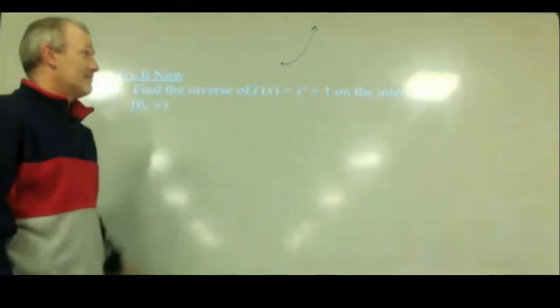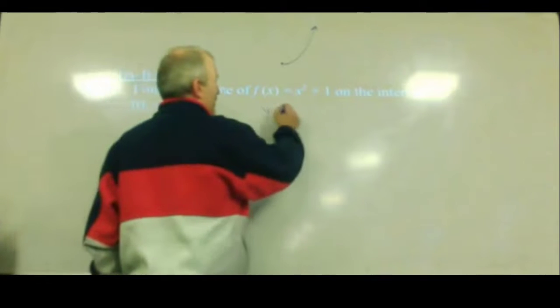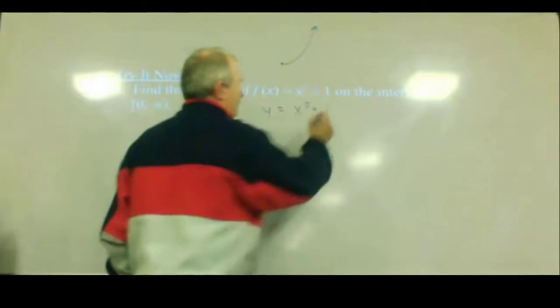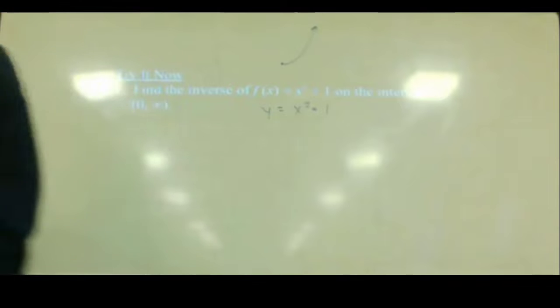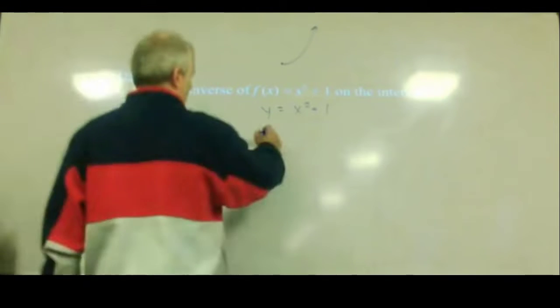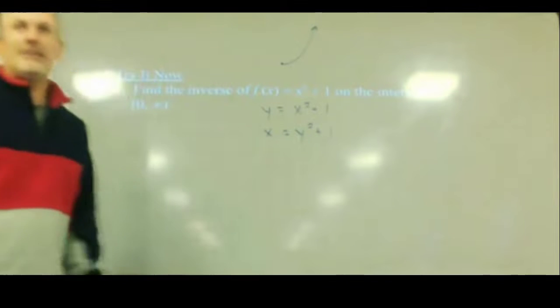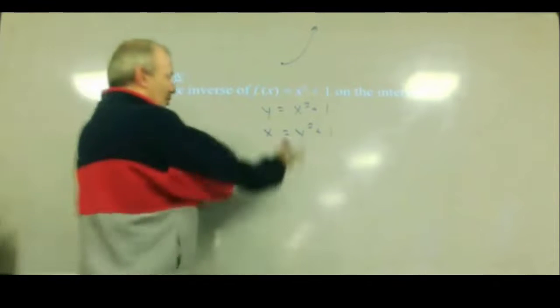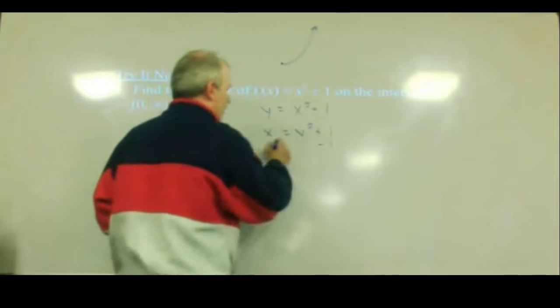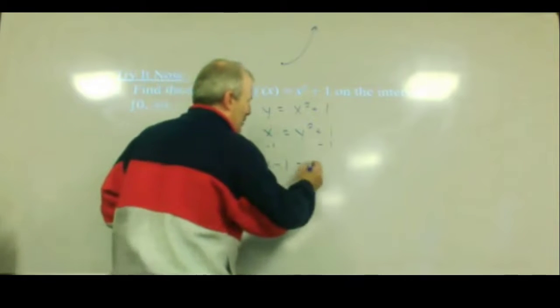Okay, so now what's our first step that we need to do here? Y equals x squared plus 1. Then what? X equals y squared plus 1. Yep. Then what? Minus 1. Yeah, so now our goal is get the y by itself. You're right. Subtract 1. X minus 1 equals y squared.